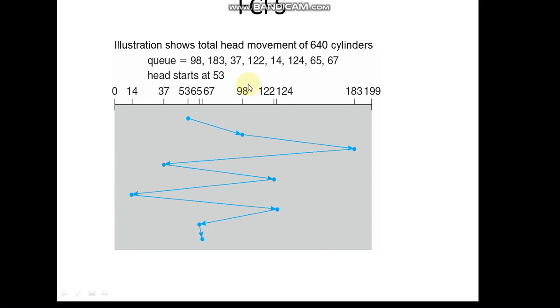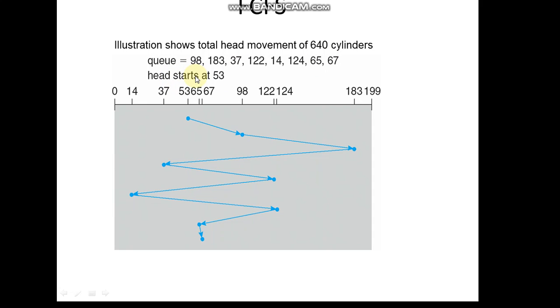The very first one is first come first serve, which we call FCFS in short. I will illustrate this with an example. Let us take the same example here. The request queue has these requests: 98, that is a request for movement to the 98th sector, 183, 37, 122, 14, 124, 65 and 67. Currently the head is pointing at 53.